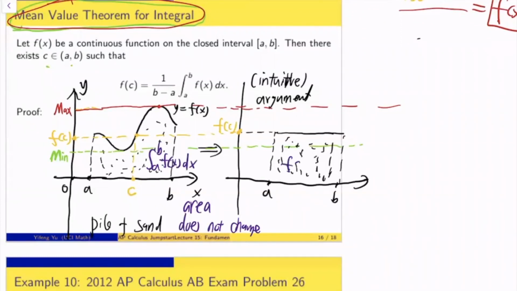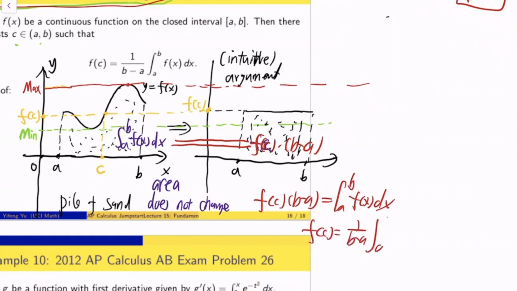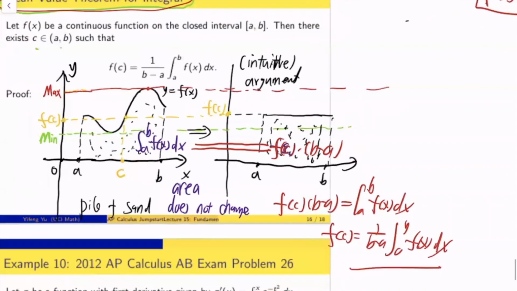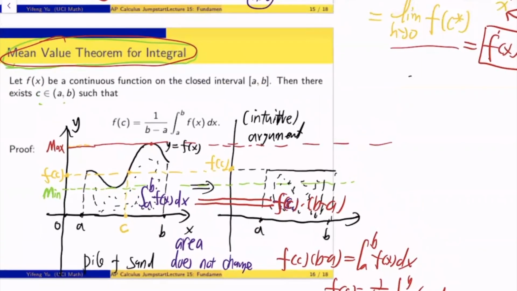And the area of this will just be the height, right? So just the height f(c) multiplied by b minus a. So the areas of the two things shall be the same. And this exactly gives me f(c) times (b minus a) equals the integral from a to b of f(x) dx. If you divide by b minus a on both sides, you get the average value. So by this intuitive argument, it's very clear why this is true.